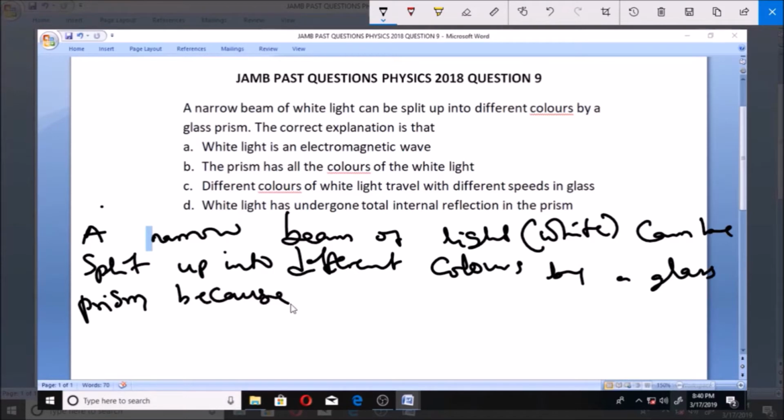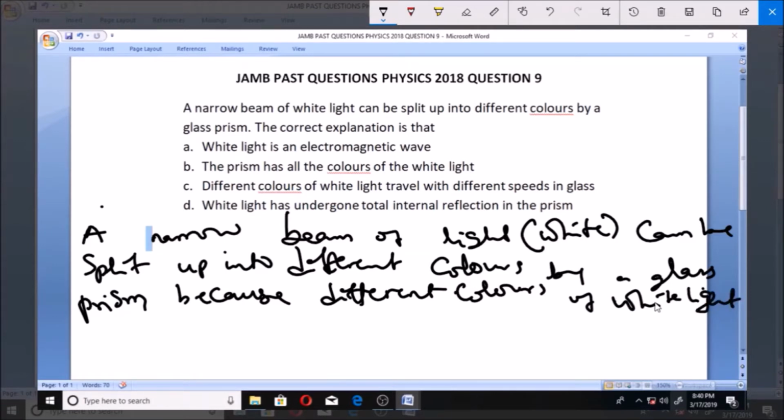This is because, and this will give us the answer to what we are asking, why does a narrow beam of white light split up when passed through a glass prism? It is because there are actually different colors inside white light. These different colors of white light travel, but you will not see them until you pass the white light through a glass prism. They are actually different colors inside the white light, and they move with different speeds.